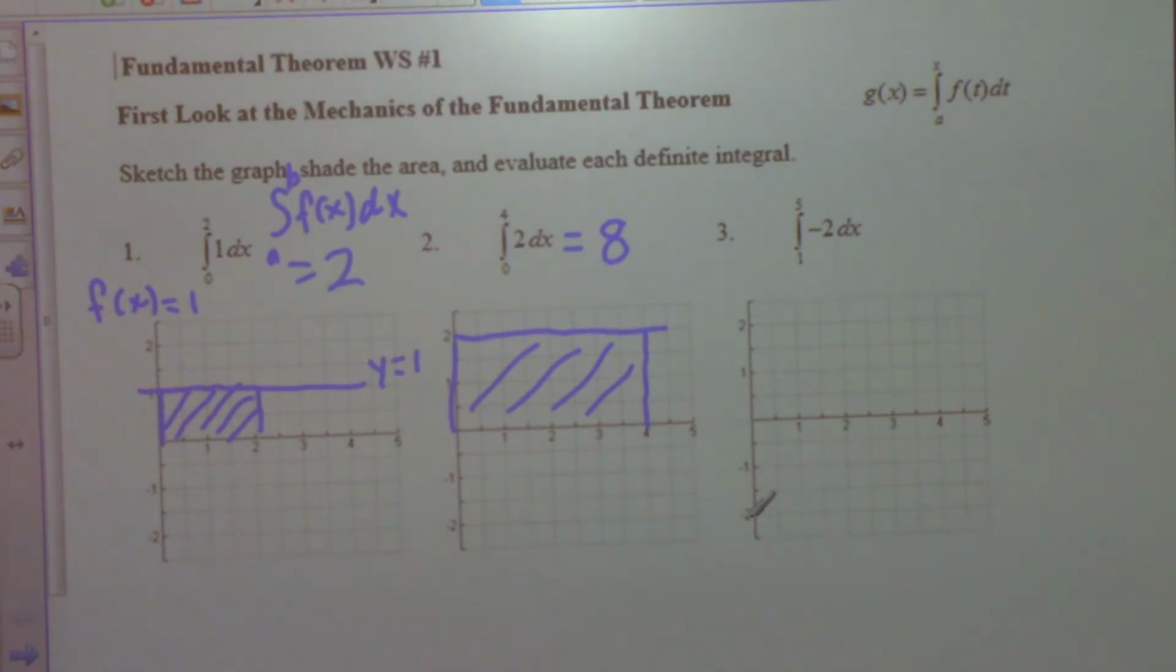Now this one right here, we got a negative 2. What did you get for this one? So we have this, right? y equals negative 2. And what area are we talking about? Where'd the 8 come from? 2 times 4. Yeah, so that's an area here. 2 times 4, right? You're looking for the area under the curve is what it amounts to, right?